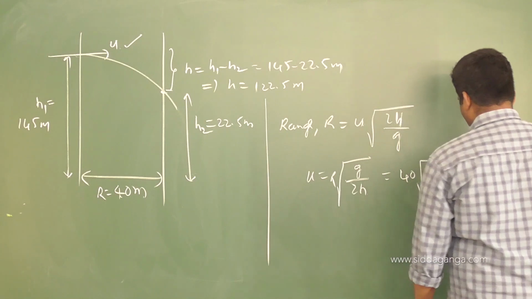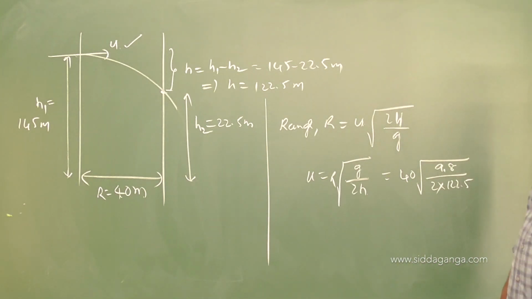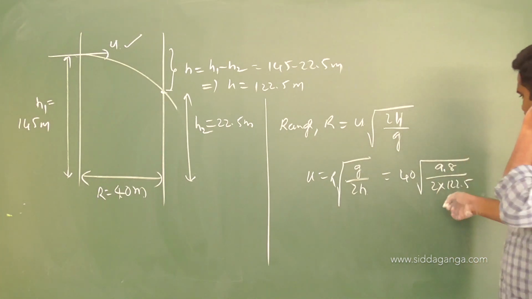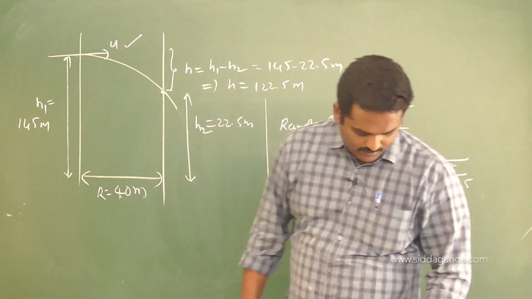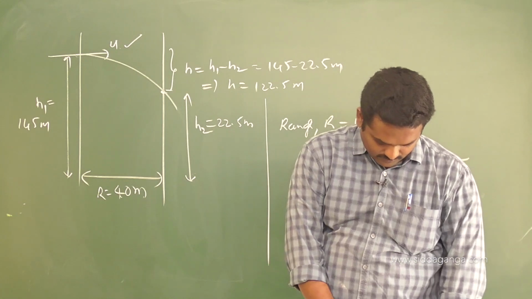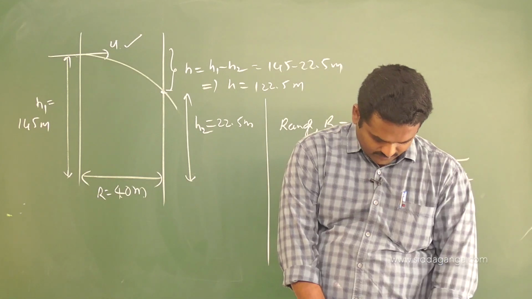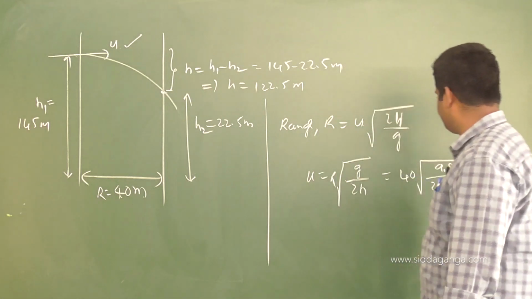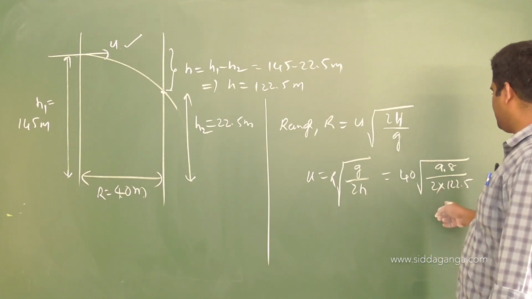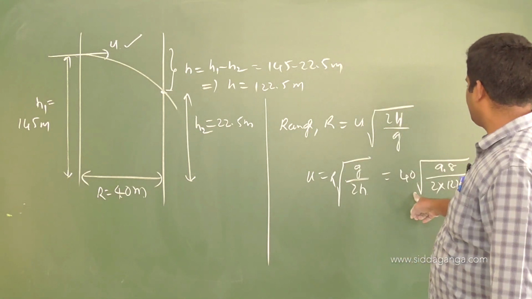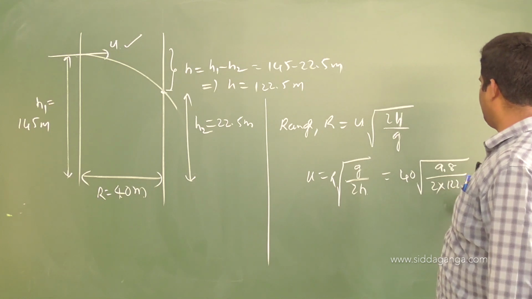122.5 into 2 is how much? 245. You simplify this value, you will get the value. So the answer is given as 10. That is the third option they have given. 8 meters per second you will get. 8 you should get means it will be 20. Now 20, 5 you will get there. 5 means root 25 you are going to get in the denominator.